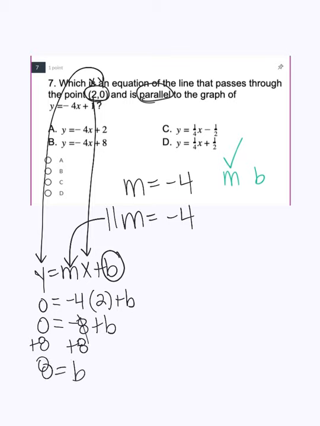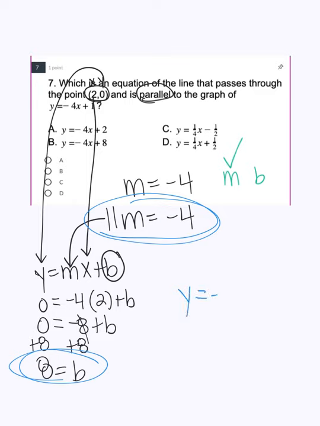So if I put all of my pieces together here, my slope is -4, my b is 8. So my equation is y equals -4x plus 8. So the answer should have been B.